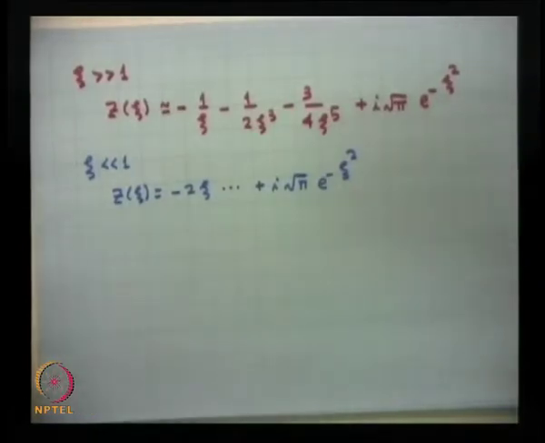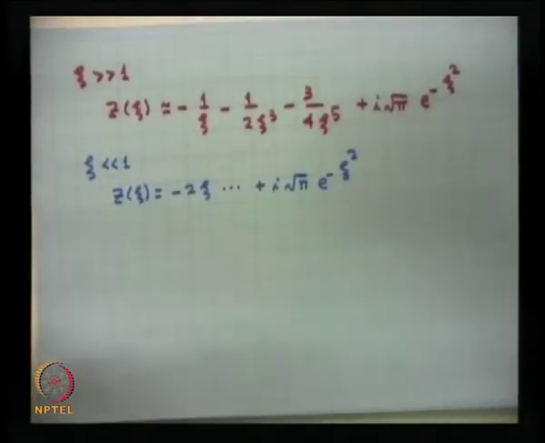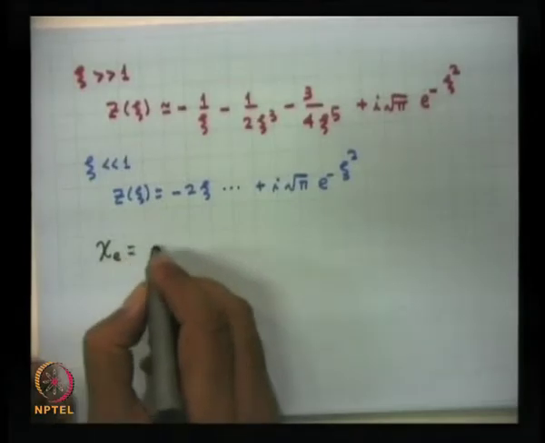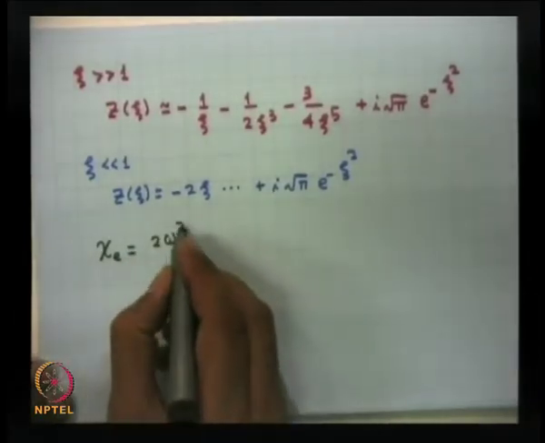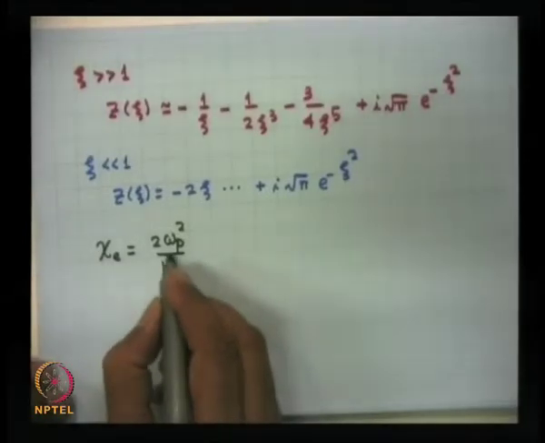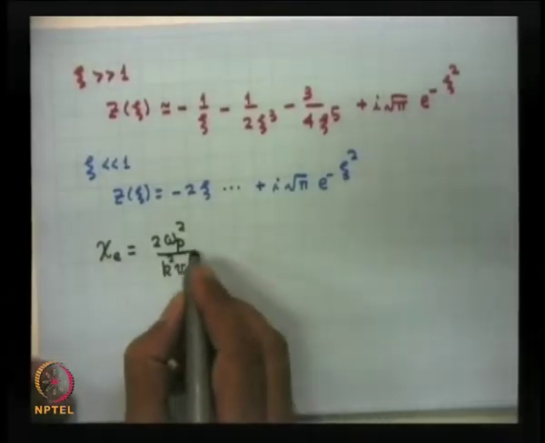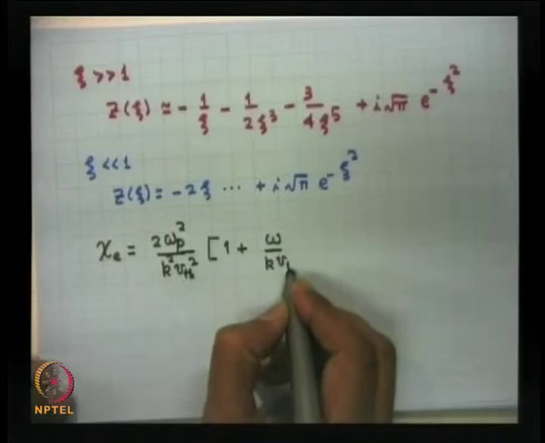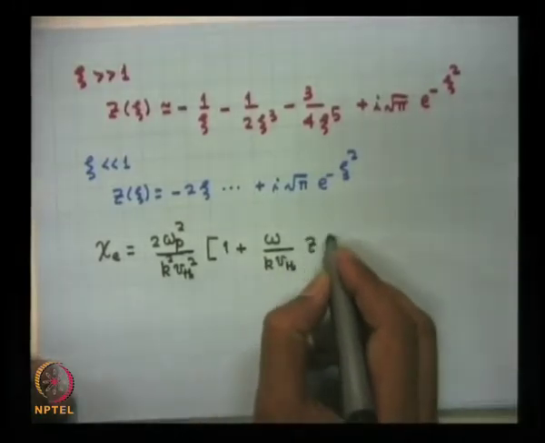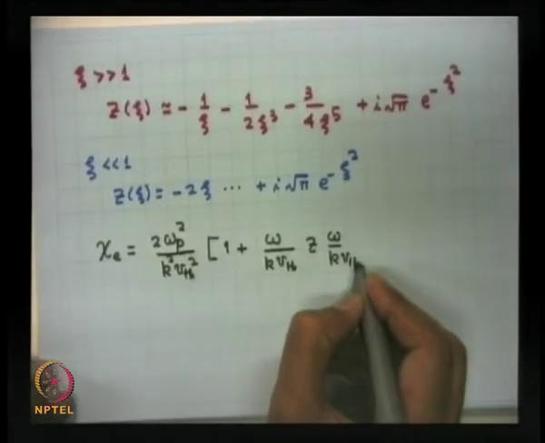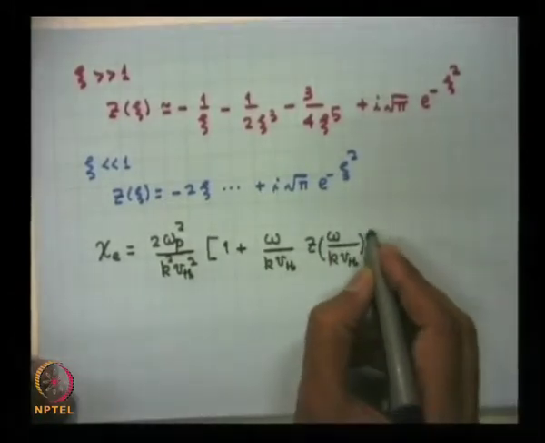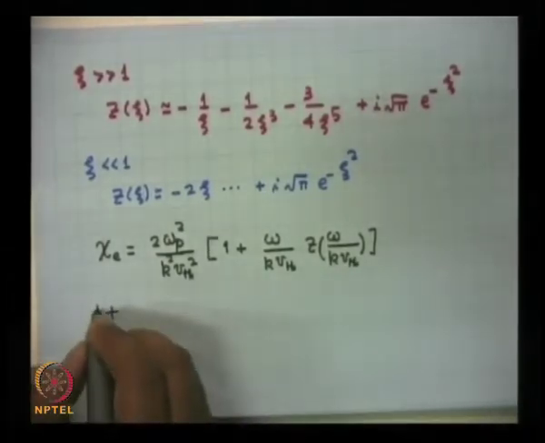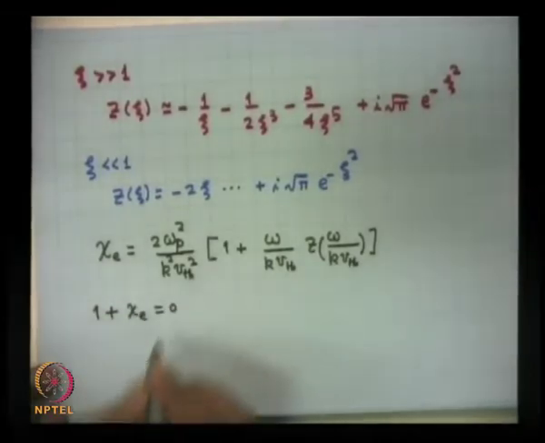Well, in terms of this Z function, the plasma susceptibility chi e we had written is equal to 2 omega p square upon k square V thermal square, into 1 plus omega upon k V thermal, into Z function of omega upon k V thermal, and the dispersion relation for the plasma wave was 1 plus chi e is equal to 0.